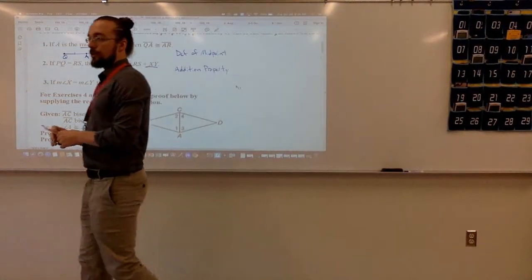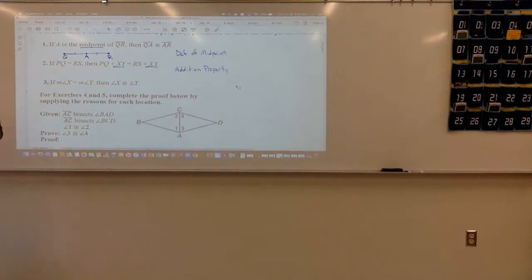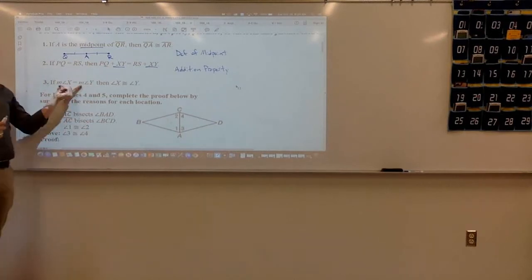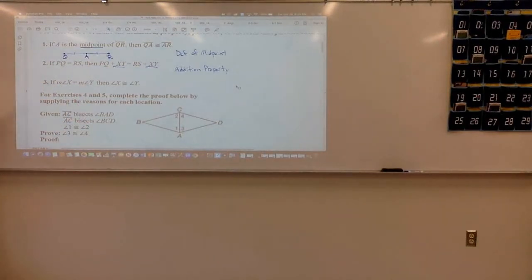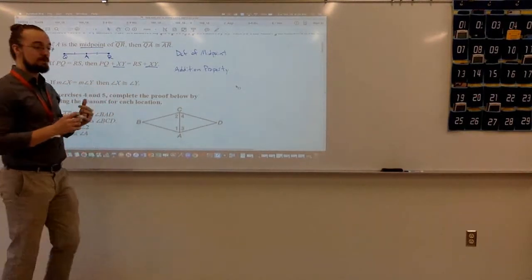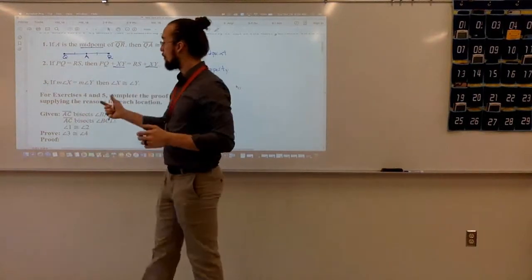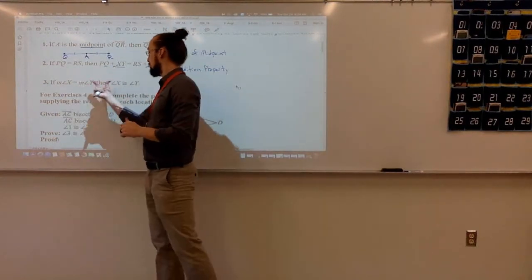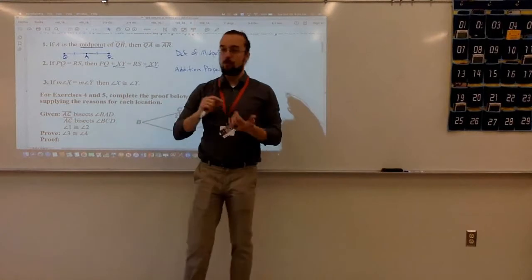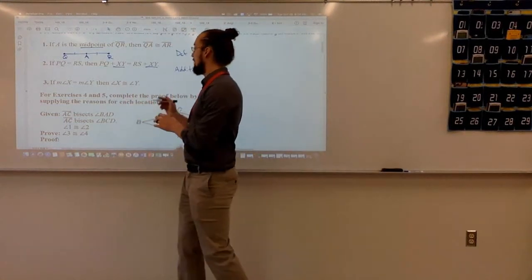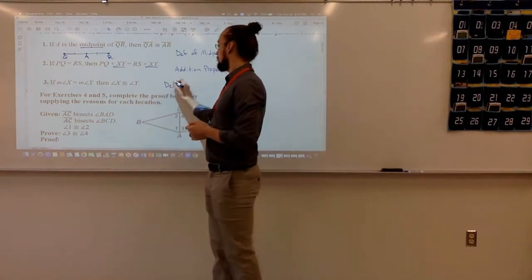For number three, I'm told that the measures of two angles are equal. Therefore, those same two angles are congruent. Okay, if I'm going back and forth between two things are equal, therefore they're congruent, or vice versa, that is the definition of congruence.